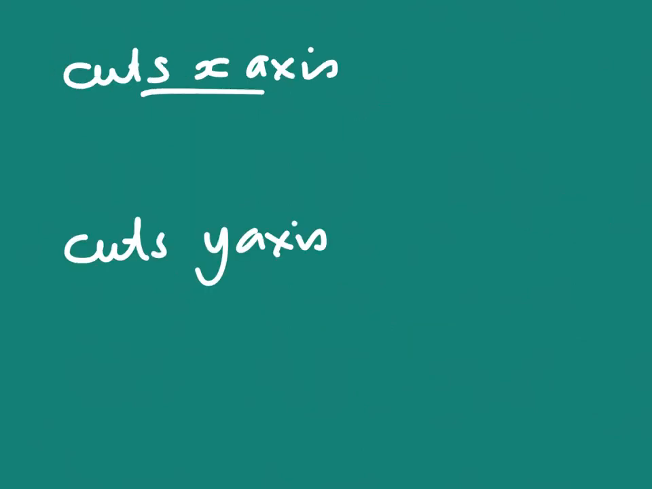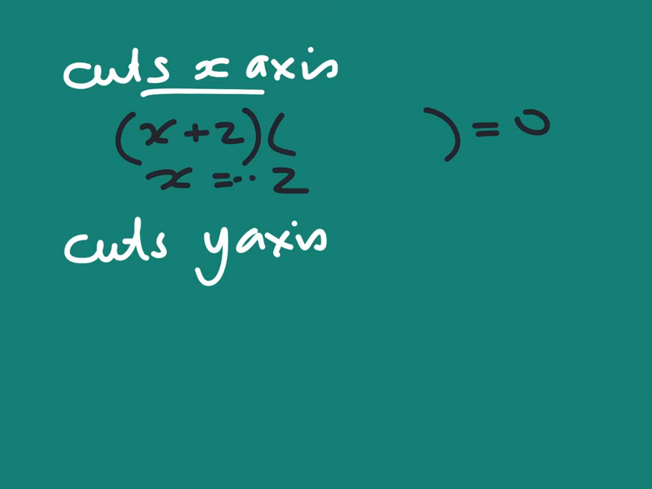Lastly, we need to work out where it crosses the x-axis. Well, that goes back to the first part. x plus 2 bracket equals 0. We know that x is negative 2, and I've just explained that this bit doesn't factorise, so that is the only place it crosses the x-axis.